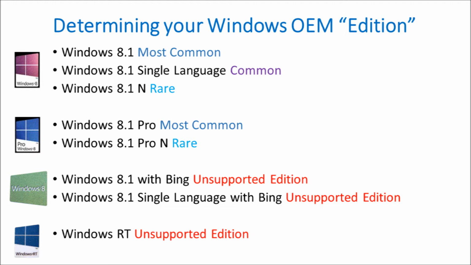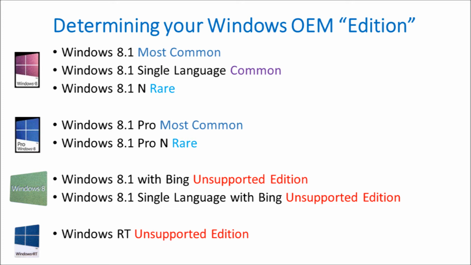The biggest issue with regards to reinstallation of a Windows 8.1 OEM license is the fact that Microsoft decided to make 8 editions of Windows 8.1 OEM and only support 5 of them with the Windows Media Creation Tool. Second of all, Microsoft only gave OEMs 4 different sticker types to determine the different editions. As a rule of thumb, the Windows 8.1N and Windows 8.1 Pro N editions are extremely rare, so you're unlikely to have these editions installed.